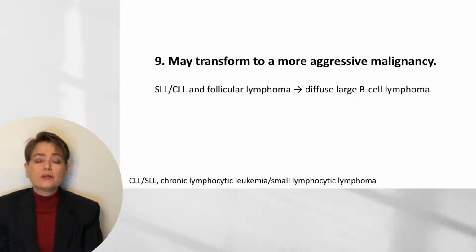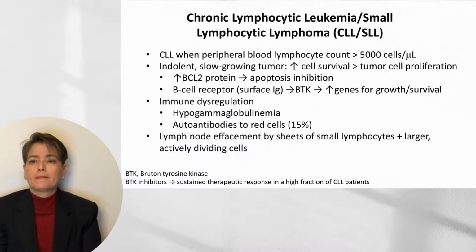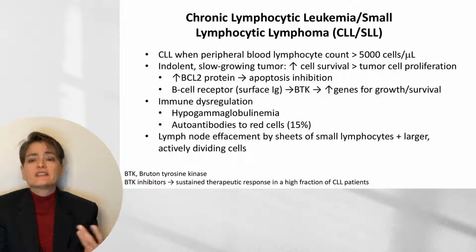And then the final point I'd like to make is that when we're talking about our lymphomas, we need to keep in mind that they may transform to a more aggressive malignancy, frequently one that appears like a diffuse large B-cell lymphoma. So we can see this in our chronic lymphocytic leukemia, small lymphocytic lymphoma, as well as in follicular lymphomas. So this gives me the opportunity to talk about SLL, CLL. SLL and CLL are essentially the same entity. We refer to them arbitrarily based on peripheral blood lymphocyte count as CLL when it's greater than 5,000 cells per microliter and SLL when it's less than 5,000 cells per microliter.